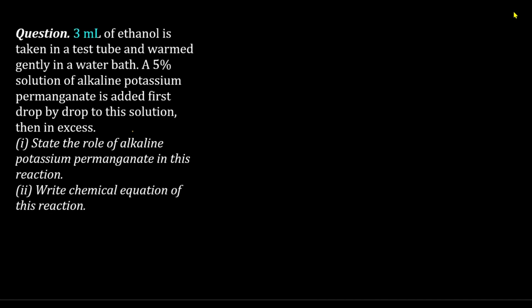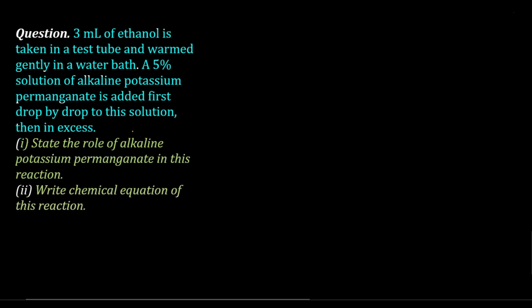Well, the question says 3 ml of ethanol is taken in a test tube and warmed gently in a water bath. A 5% solution of alkaline potassium permanganate is added first drop by drop to this solution and then in excess. What we have to find out is to tell the role of alkaline potassium permanganate, which is a catalyst here. And the second is to write down the chemical reaction involved.